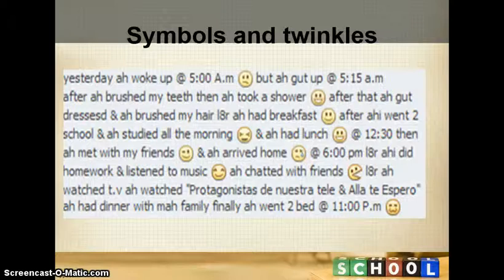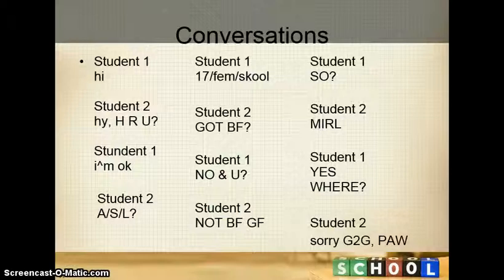The next one is symbols and twinkles. This means that body language, paralinguistic features, and feelings are transformed into emoticons. Here we have a little piece of conversation in digital English of students as a sample.